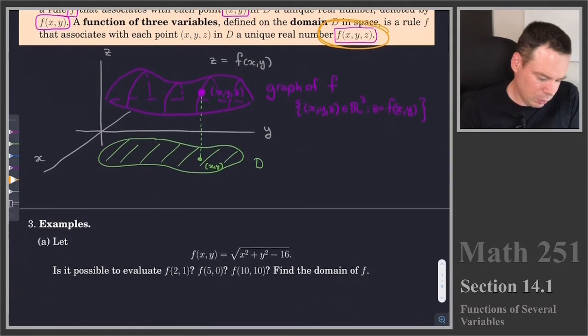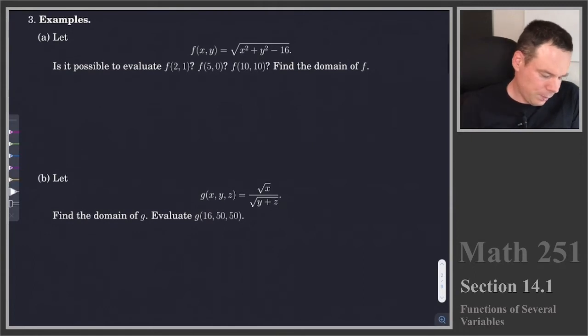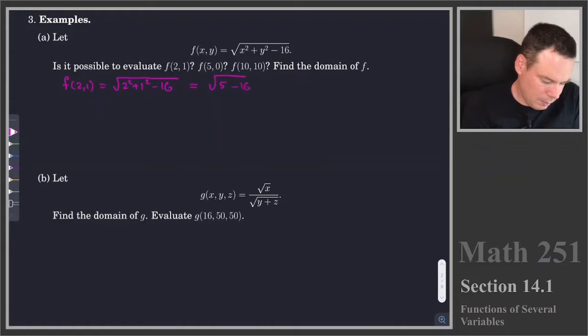Let's look at some examples of functions and their domains. So here's our function, f of x, y is equal to the square root of x squared plus y squared minus 16. Is it possible to evaluate f of 2 comma 1? Well, let's try 2 comma 1. That means I'm going to plug 2 in for x, 1 in for y. So I get 2 squared plus 1 squared minus 16. So that is the square root of 5 minus 16, or the square root of negative 11.